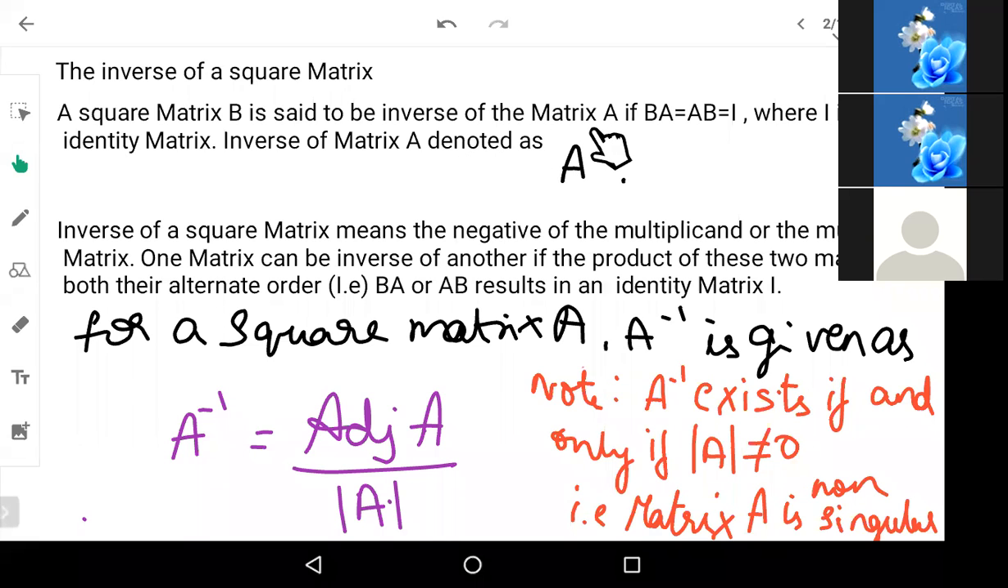When can I say it is inverse of A? When B into A will be equal to A into B, and both of them will be equal to an identity matrix. What is an identity matrix? When the principal diagonal is 1. So if you see here, this is the principal diagonal and the principal diagonal is 1 and all the rest of the numbers are 0. So this is known as an identity matrix.